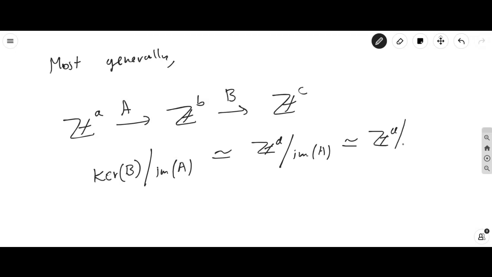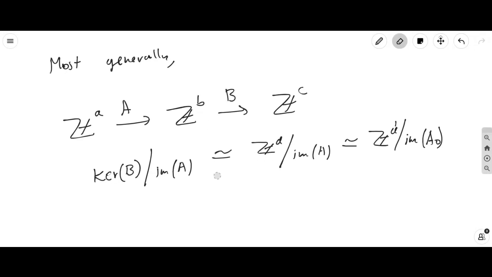You would just say this is Z to the D modded out by the image of, let's say, A0, where A0 is just the Smith normal form of A. And then you know how to solve it. So it's basically the exact same thing, except when you're dealing with the kernel of B, it's not necessarily all of this. It would be D, where D is some smaller number than B, but it'll be the same kind of argument.